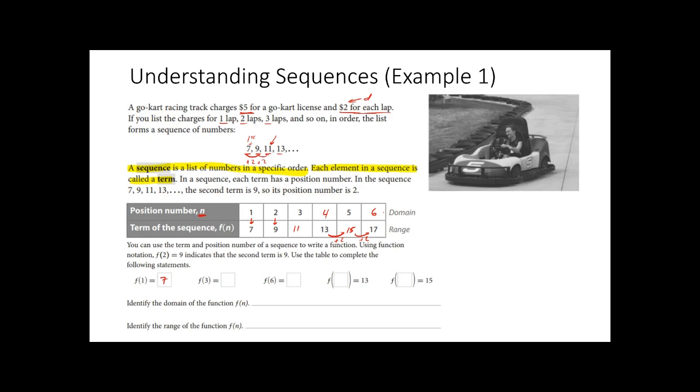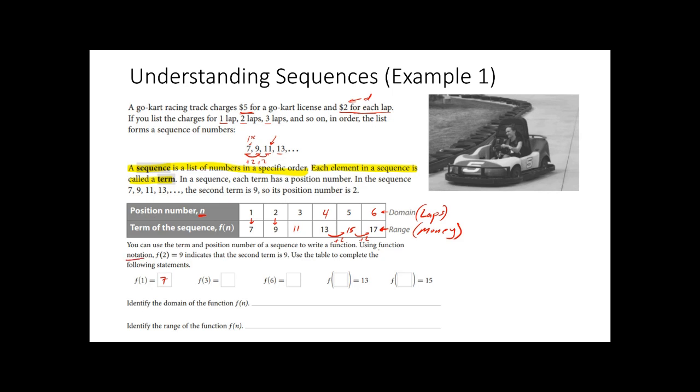Again, noticing domain and range. Domain is really what we plug in. So our n terms are our domain. What number is what term are we talking about? That's the domain. And then the number that we actually get is the range. Now in context, domain is the laps that we take, and range is the money.